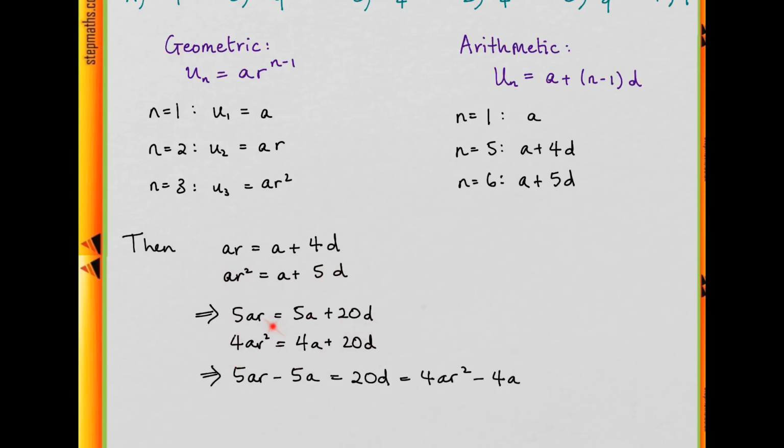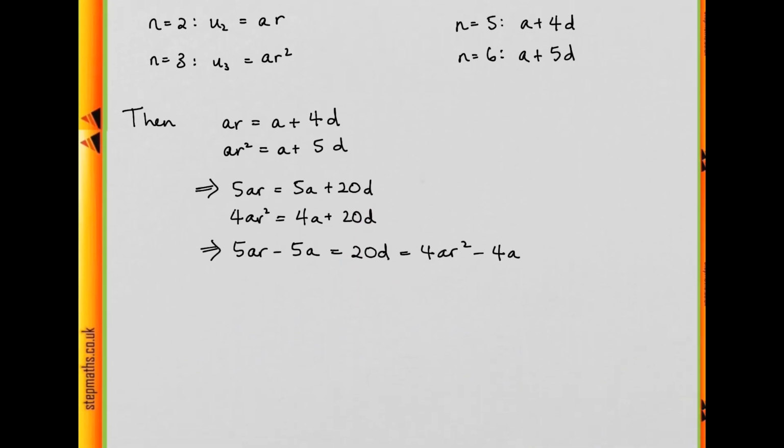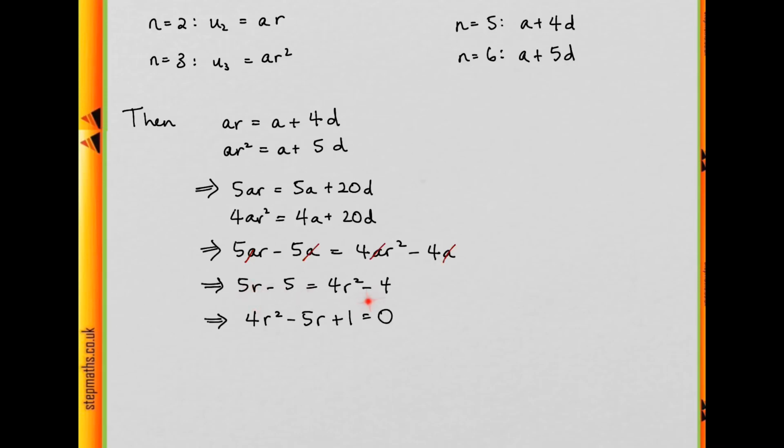Then we can rearrange both these equations to make them equal to 20d. So we end up with something like this here. Okay, let me rewrite without the 20d in the middle. So we have this equality, and we can see quite nicely that all the a's cancel. After we cancel the a's, we have this, and it's basically quadratic in r.